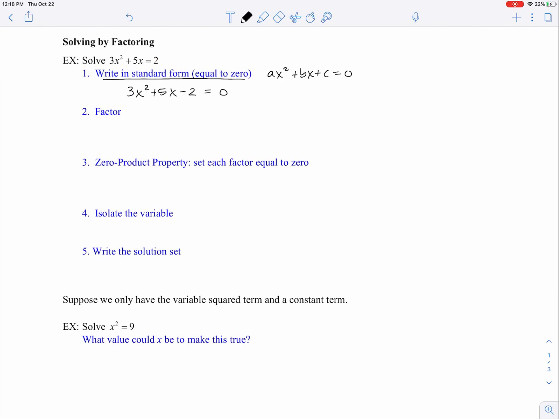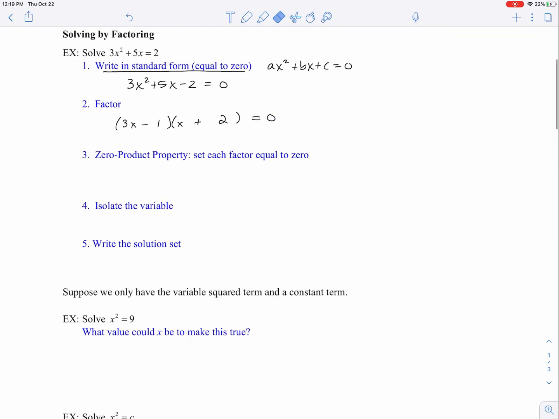Then step 2, factor if you can, and that might take a little bit of work on your part. We're going to have a 3x and an x, and we have to get close to 5 with the factors of negative 2. I think with a 2 and a 1, we would get 6x, and then if we subtract 1x, we're going to get that 5x in the center. So I think that's good. It's still equal to 0. So we've factored it, and now we're going to talk about the zero product property.